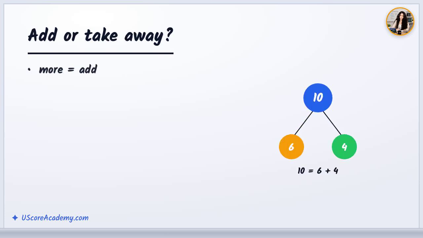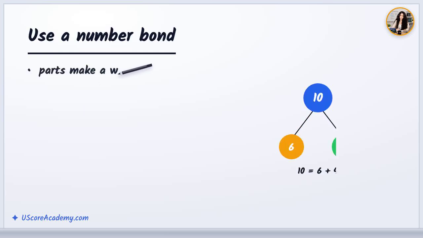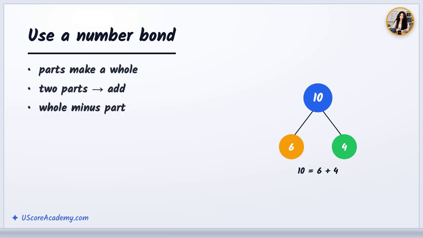Listen for clue words. Words like more or in all mean you should add. Words like left or take away mean you should subtract. The story tells you what to do. A number bond helps you see the parts and the whole. If you know both parts, you add to find the whole. If you know the whole and one part, you subtract.